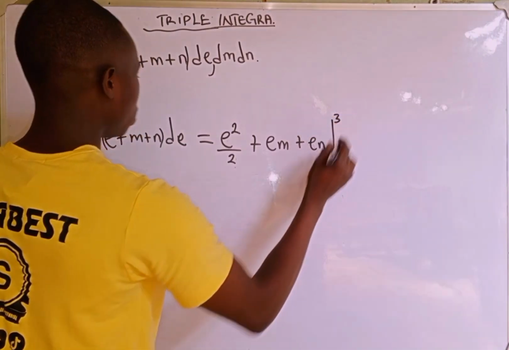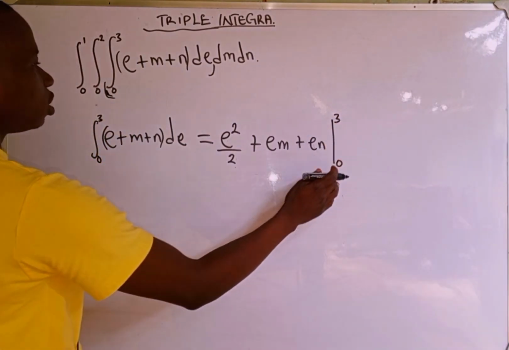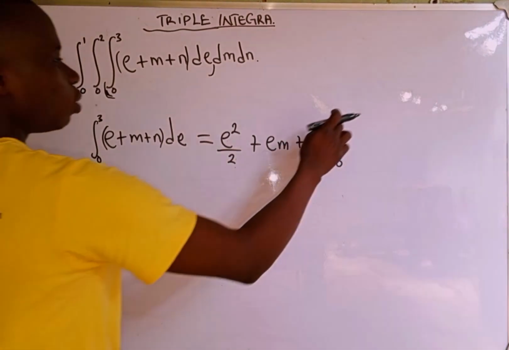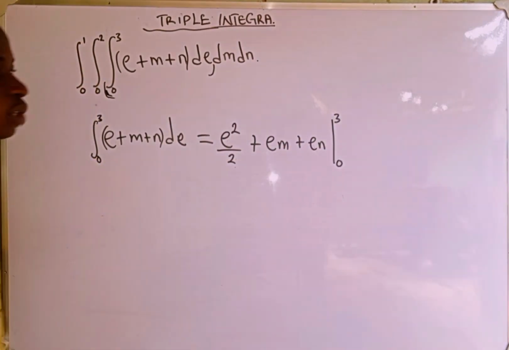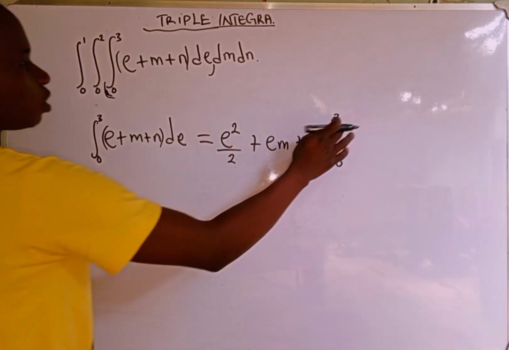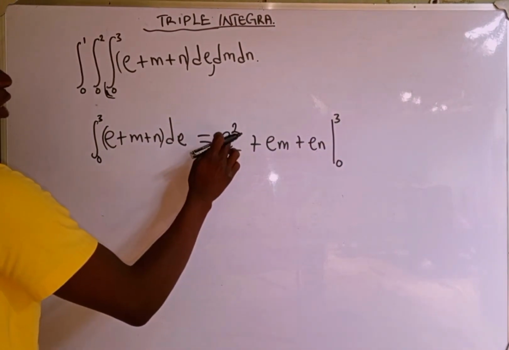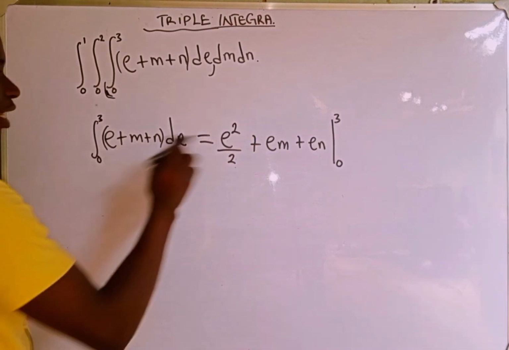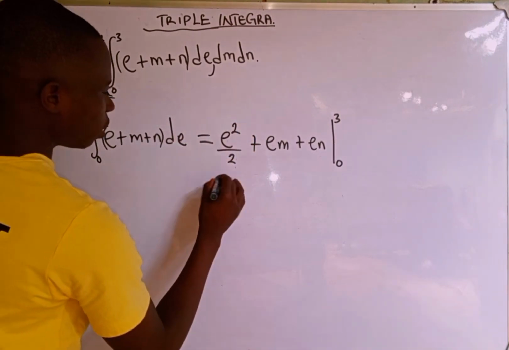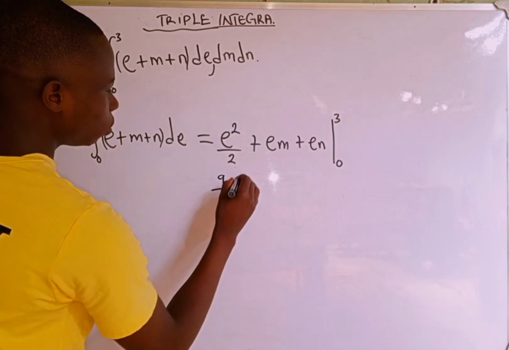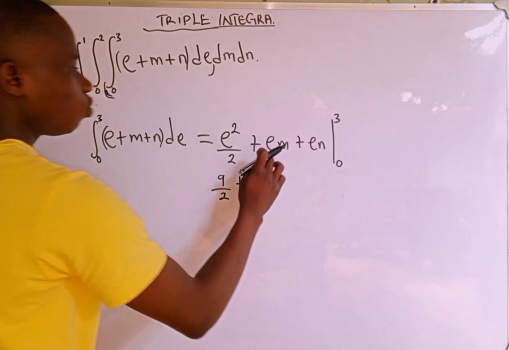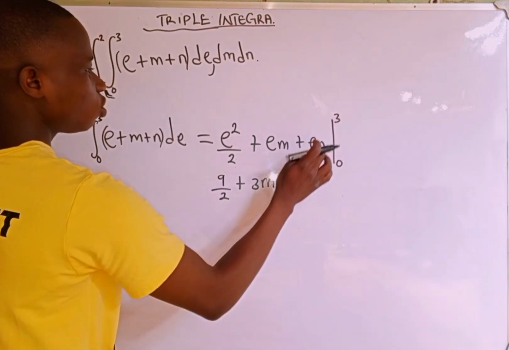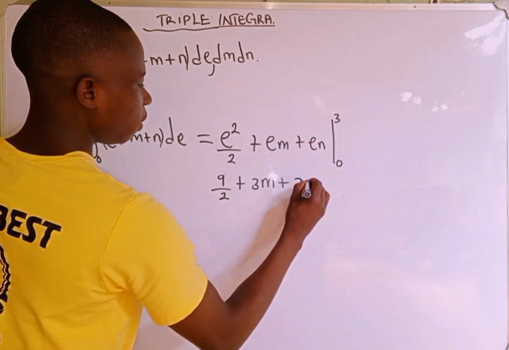So now we're going to substitute 0 to 3. We are going to substitute first the upper limit, which is 3, then the lower limit, which is 0. So if you substitute 3 here, anywhere we see e, we're going to substitute 3. 3 raised to the power of 2 is 9. Then 9 divided by 2. Then plus, if you substitute 3 here, we're going to have 3m. Then plus, if you substitute 3 here, it will also give us 3n.